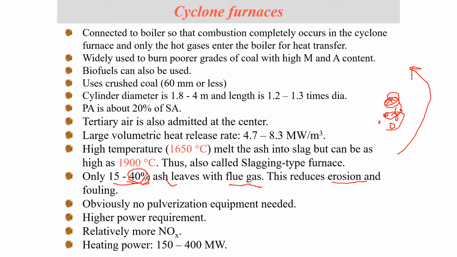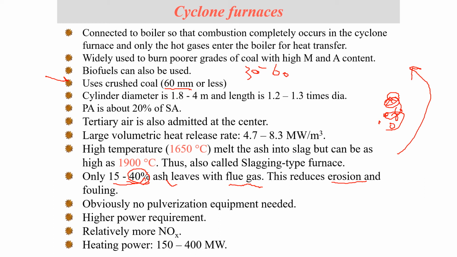But in cyclone furnaces, since the size of this coal is actually reasonable, we have 30 to 60 mm. So the ash actually is larger as well. So we can actually get a good result out of it.